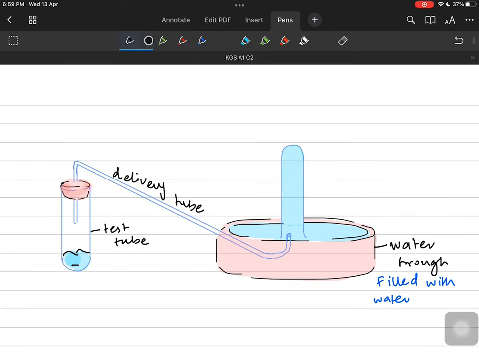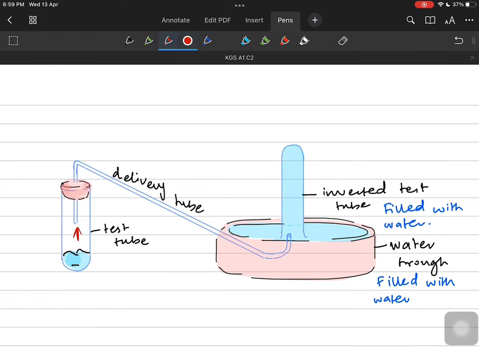The water trough and the inverted test tube are both completely filled with water. You can use a measuring cylinder as well, but sometimes people use test tubes. They're both filled with water.